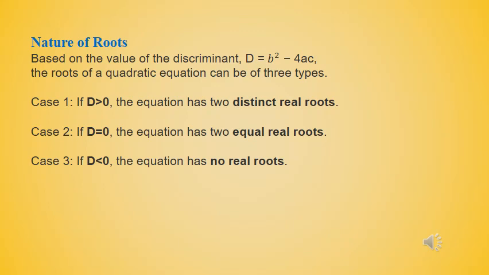In the first case, if we get the discriminant greater than 0, then the equation has two real roots, and they are distinct, meaning different. In the second case, if the value of the discriminant is equal to 0, then the equation has two equal roots, and they are also real. In the third condition, if the value of the discriminant is less than 0, then the equation has no real roots.